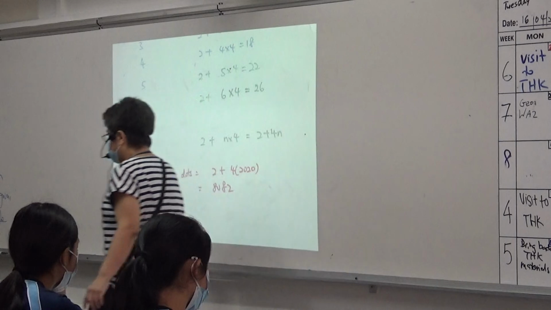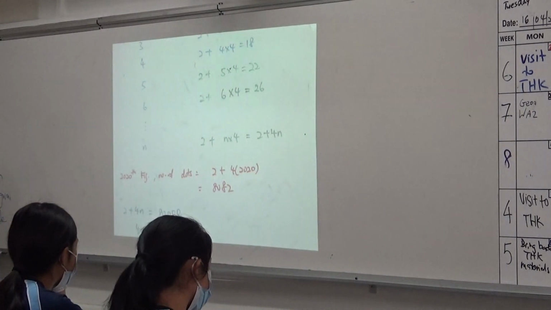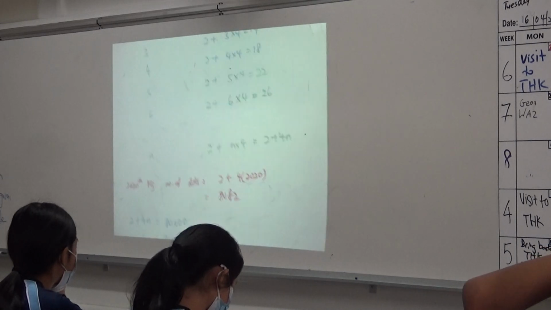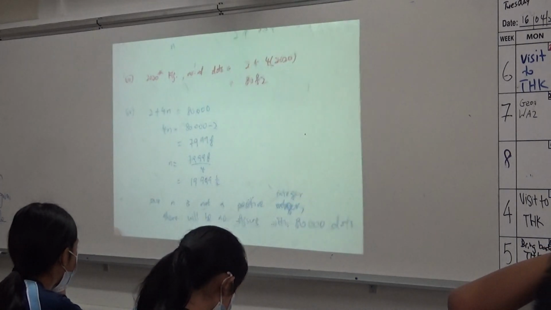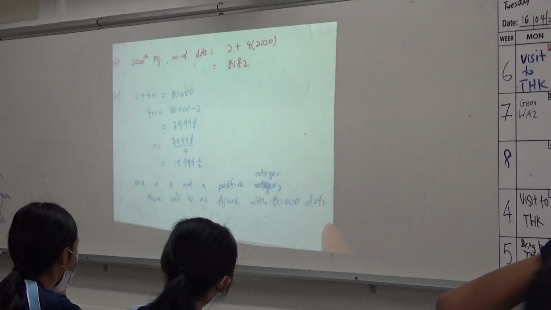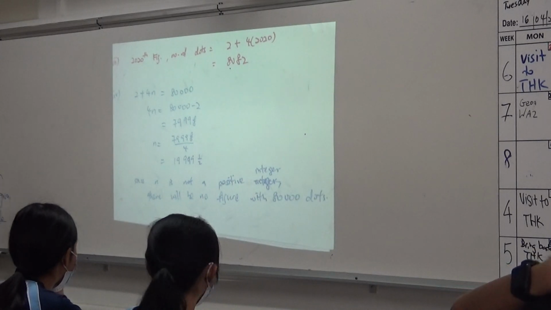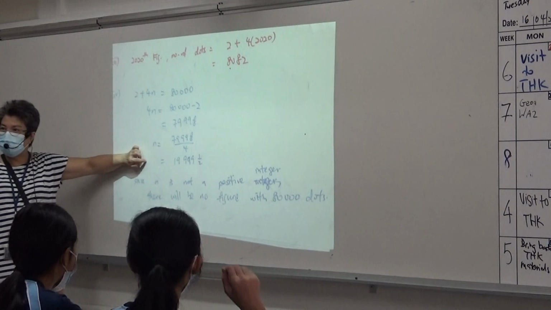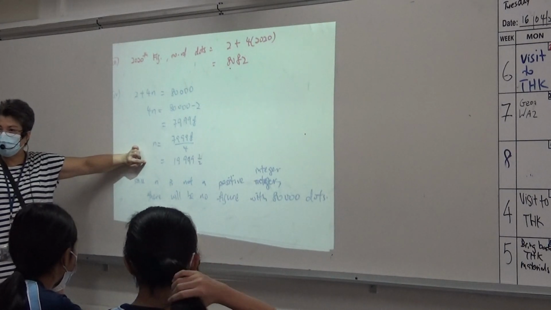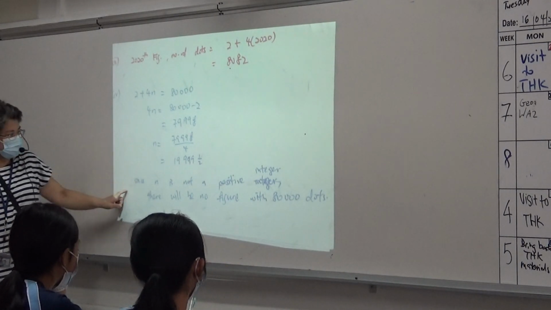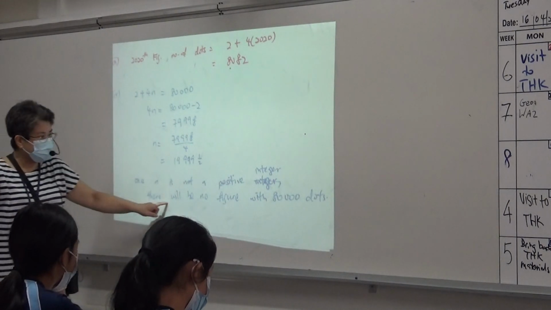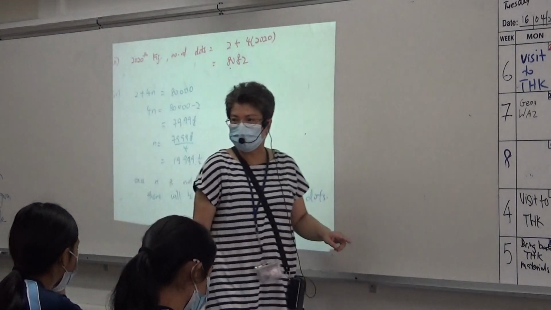Okay, then, the last question is what I've done before. Will there be a figure with 80,000 dots? Now, remember I said you solve this? Alright. Then you realize, is this a positive integer? No. So since n is not a positive integer, there will be no figure with 80,000 dots.